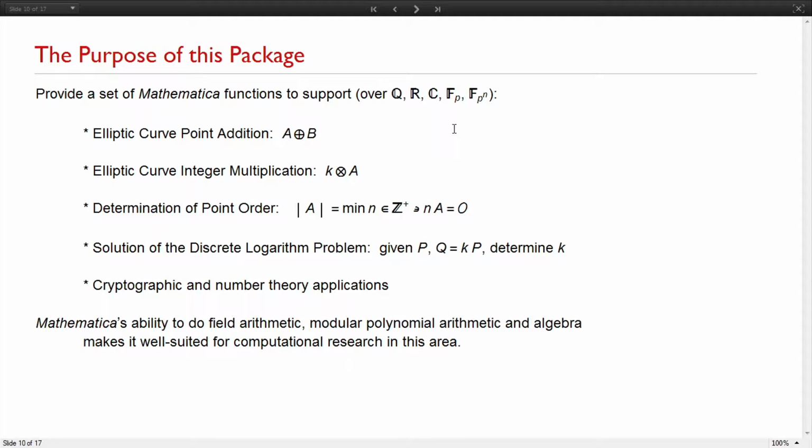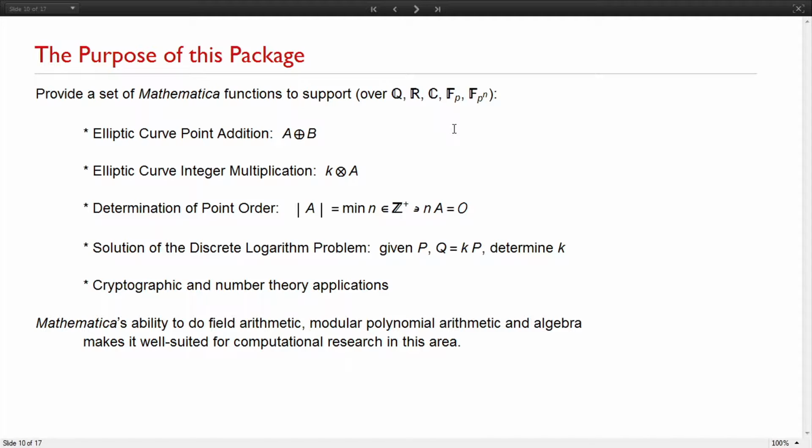Code to provide a solution to the discrete logarithm problem. This is known to be a hard problem, and the algorithm here is a standard one, so it's not good enough to break cryptography schemes with. And also some routines that support cryptographic and number theoretic applications.